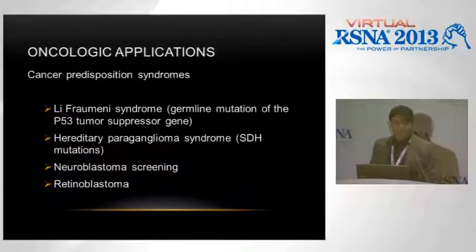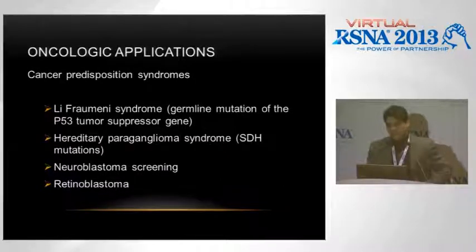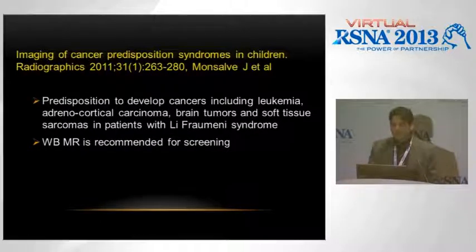Anything that avoids radiation, of course, is something we should look into in trying to optimize our imaging. Again, not yet on the forefront, because when I speak with my colleagues, they're still, we need to get a CT because we're used to doing CT for neuroblastoma, but something that's out there as an alternative. This was an article from 2011 in Radiographics where whole body MR was recommended for screening of Li-Fraumeni. Clearly, these patients are predisposed to develop cancers, including leukemia, adrenocortical carcinoma, soft tissue sarcomas, and brain tumors.